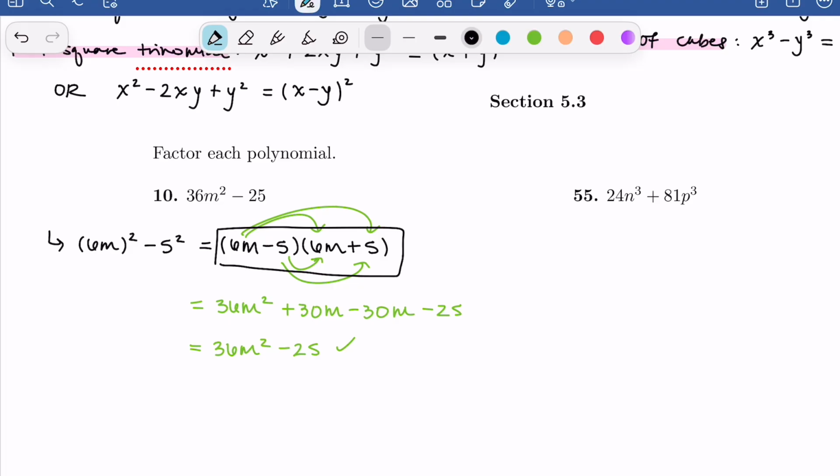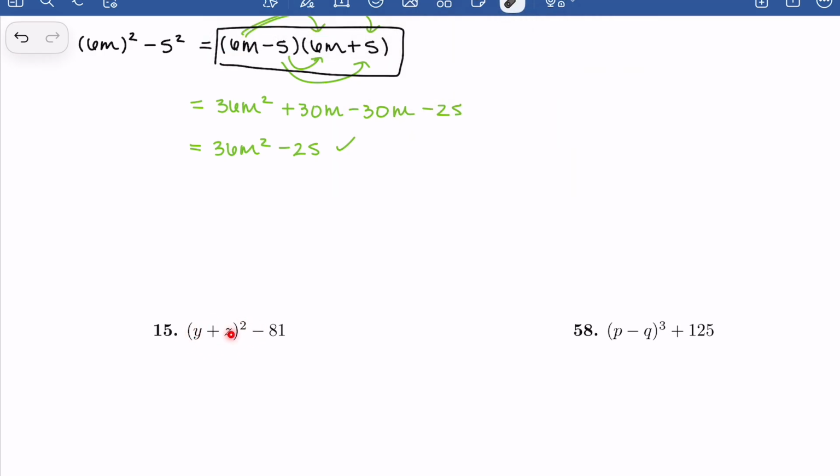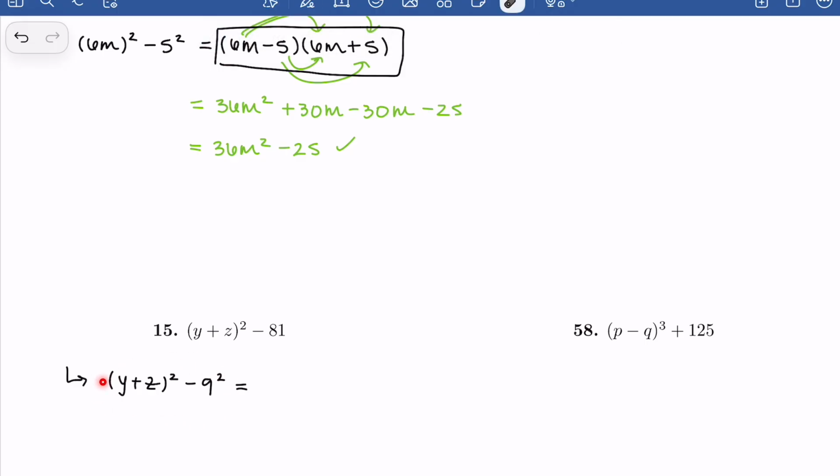All right, let's look at this next example. In this case, we have this binomial here, this y plus z is being squared. And then we have another perfect square. 81 is a perfect square because 9 times 9 is 81. So this again tells me that we might be looking at a difference of two perfect squares. So we have y plus z squared minus 81, which is going to be written as y plus z squared minus 9 squared. So we can again write it in that form of the perfect squares.